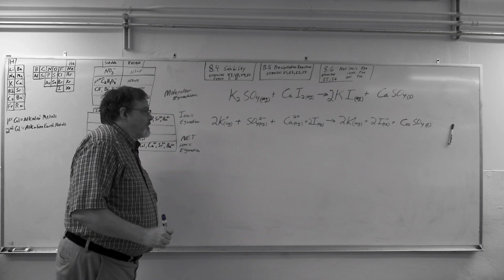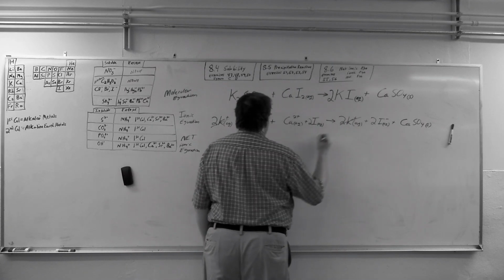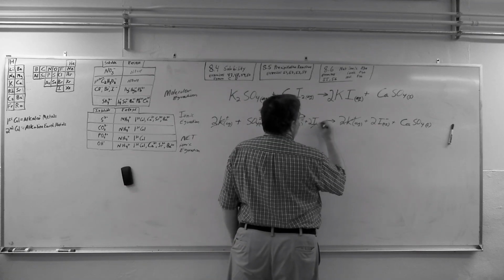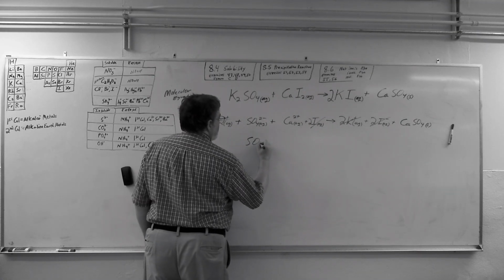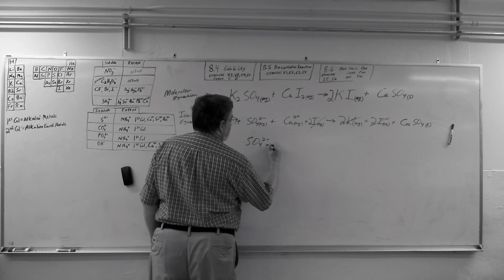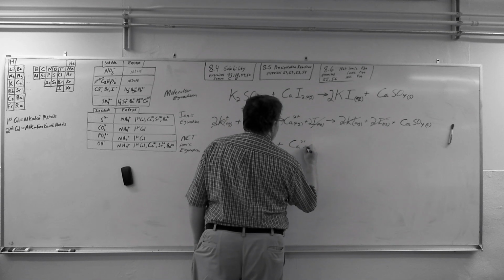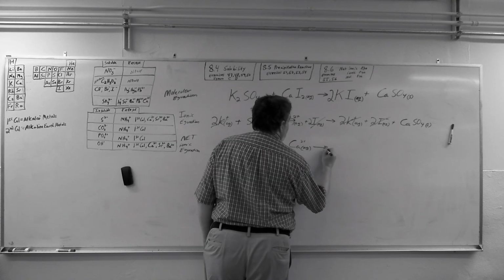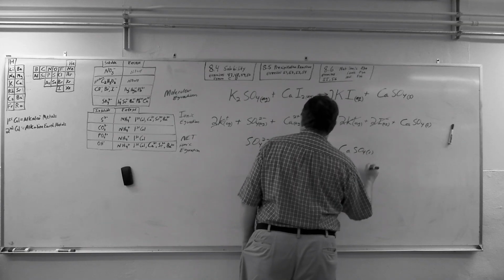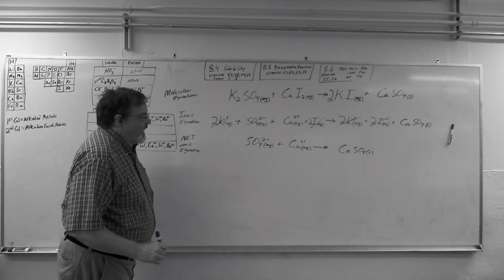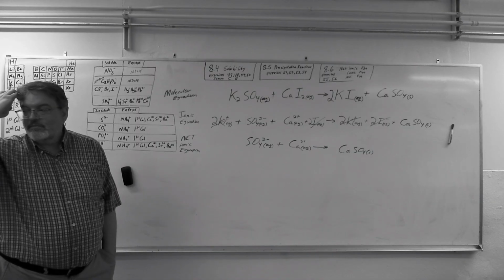So there's the ionic equation. The net ionic equation is we'll cross off the 2K and we will cross off the 2I, and we're left with the net ionic equation. You guys okay with this?